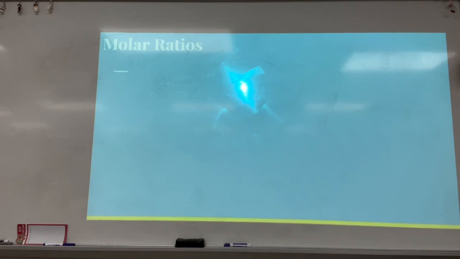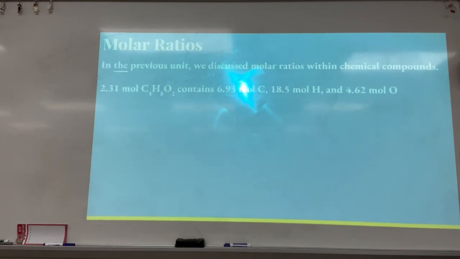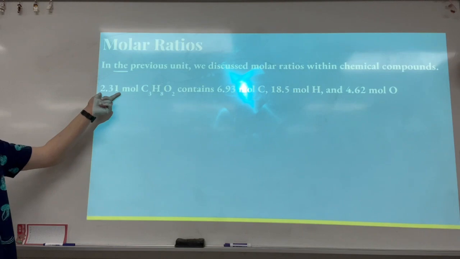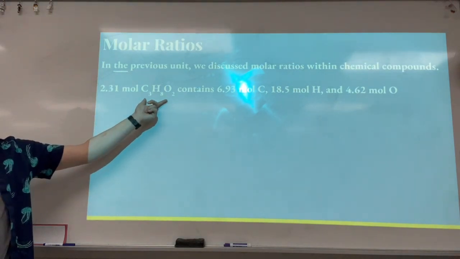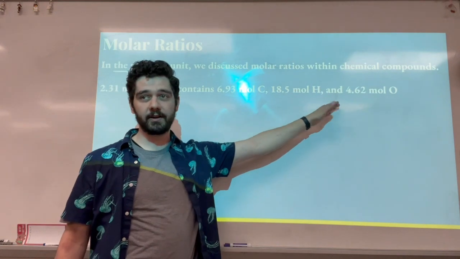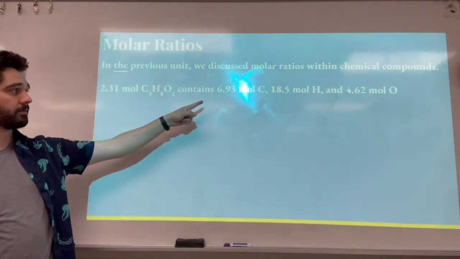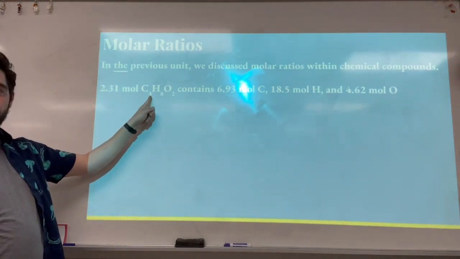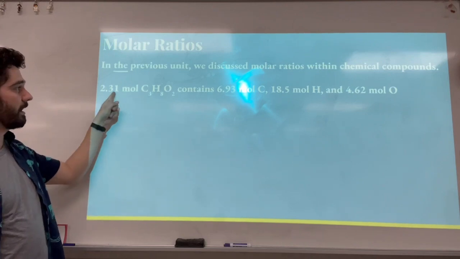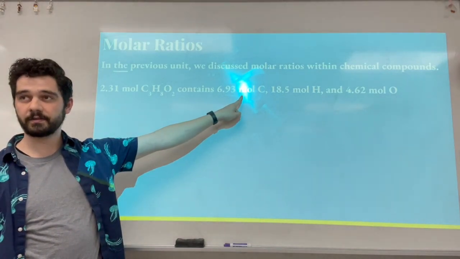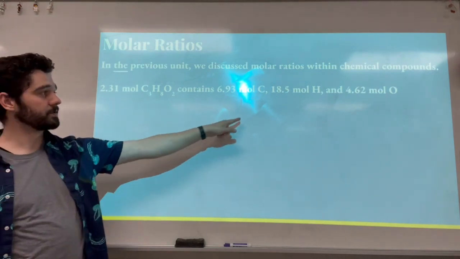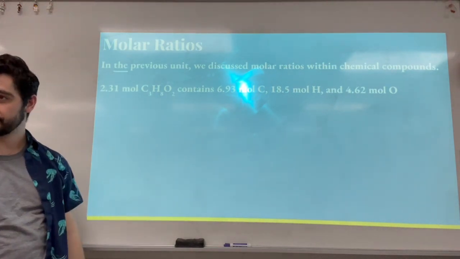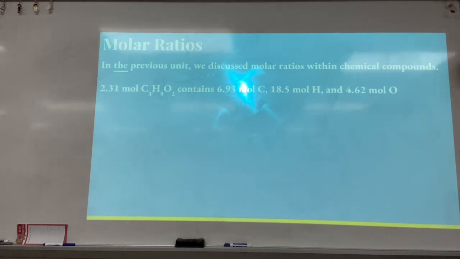In order to convert between amounts of chemicals in a reaction, we're going to use mole ratios. So far, we've talked about mole ratios in the context of an individual compound. In the past, if I have 2.31 moles of this compound, I could figure out how many moles of each element there are in the compound. Do you guys see how this math is working? For every 1 mole of this, I have 3 moles of carbon. So if I have this many moles of the compound, I have 3 times as many moles of carbon, 8 times as many moles for hydrogen and 2 times as many moles for oxygen. That's how we've done mole ratios in the past.